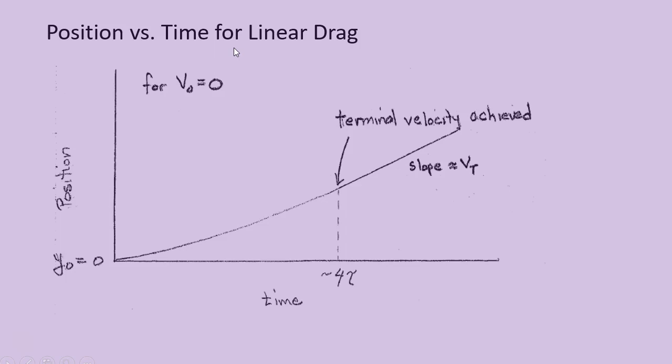Here's our position versus time for linear drag. Let's just remember that if we were falling in the absence of air resistance, we would have a fairly sharp or steep parabolic curve. Now this may look like a parabolic curve initially, but it's not. As you see, it is increasing exponentially, but it eventually straightens out. And that happens approximately at time equal to 4 tau, and again, that's 4 times mass divided by the proportionality constant. At that point, your slope approximates the terminal velocity, and the velocity remains constant.